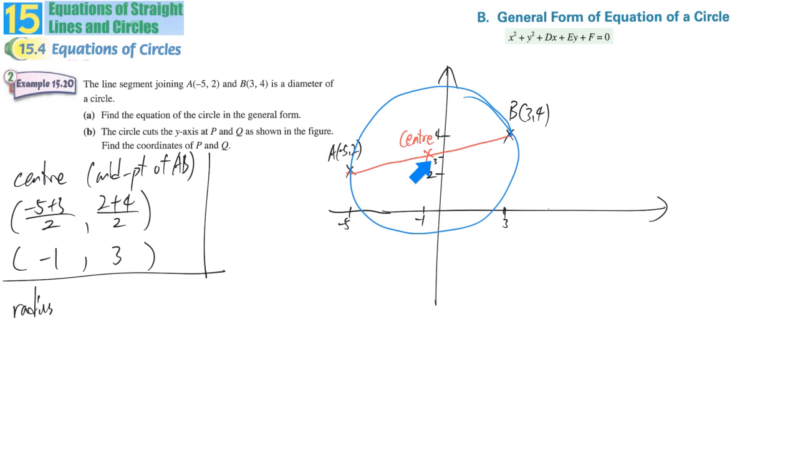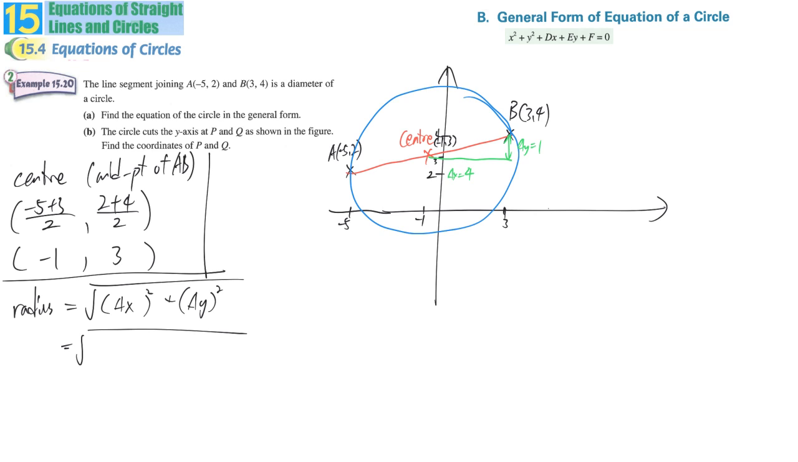For the radius, you may get the distance between the center and B, or the distance between the center and A. But because I prefer positive values, I compare the center and B. The horizontal distance is between -1 and 3, so this is 4. And the vertical difference is the difference between 4 and 3, so delta y is equal to 1. To use the distance formula, it is the square root of delta x squared plus the vertical distance squared.